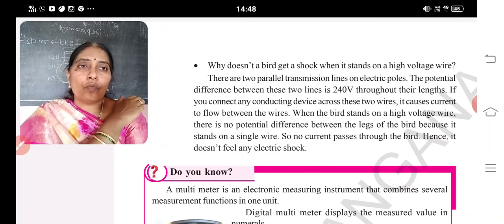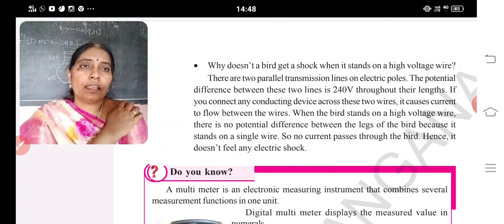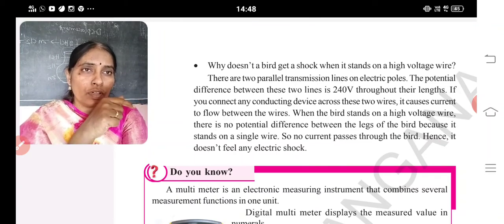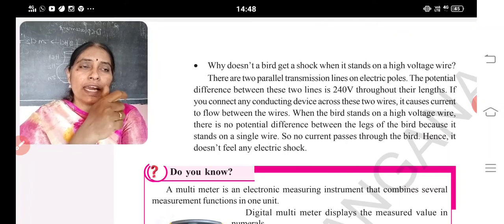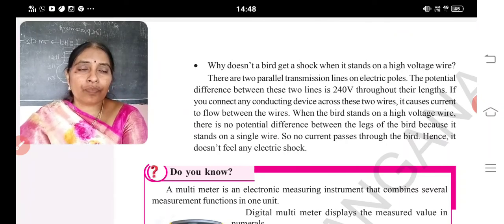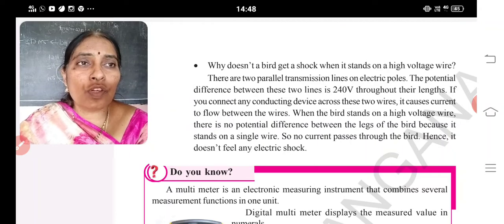So, why does a bird not get a shock when it stands on a high voltage wire? There are 2 parallel transmission lines.